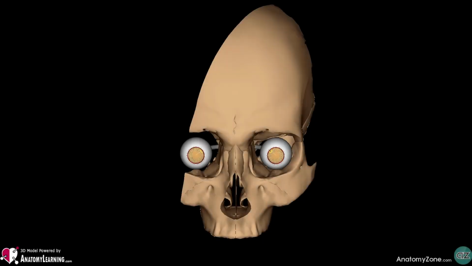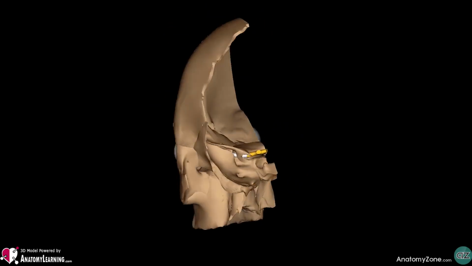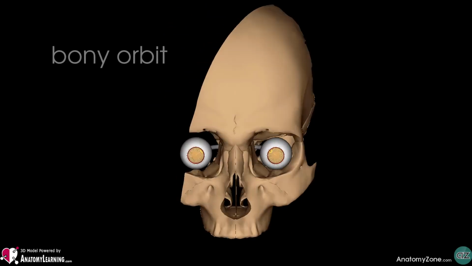The eyeball is a bilateral and spherical organ which houses the structures responsible for vision. It lies in a bony cavity within the facial skeleton, known as the bony orbit. Take a look at my previous tutorial to learn about the anatomical features of the bony orbit.